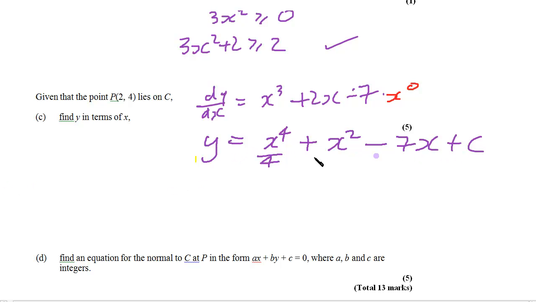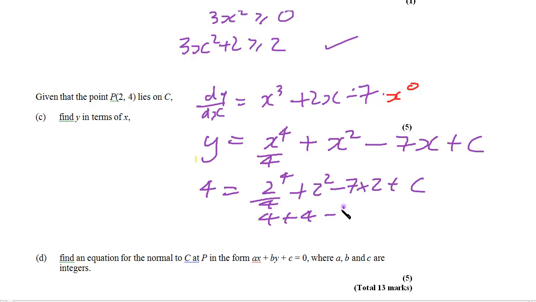Okay, so we want to find c. So let's put in (2, 4) and see if we can find this c. So we know that y equals 4, so put that in. And we know the x equals 2, so let's put that in. So 2 to the 4 over 4, plus 2 squared minus 7 times 2, plus the constant. 2 to the 4, 16, divided by 4 is 4, plus 4 minus 14, plus c.